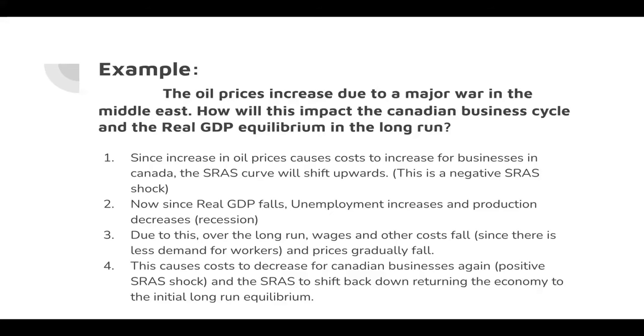Due to this, over the long run, wages and other costs fall also, since there is less demand for workers, and prices gradually fall due to this. After that, this causes costs to decrease for Canadian businesses again, since prices are gradually falling. And this is a positive short-run aggregate supply shock, as we talked about before, and that will cause our short-run aggregate supply curve to shift back down, returning the economy to the initial long-run equilibrium.